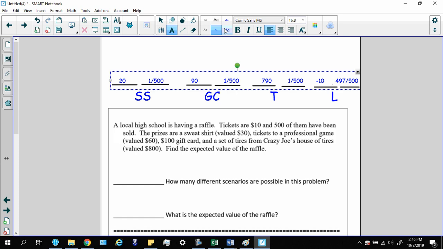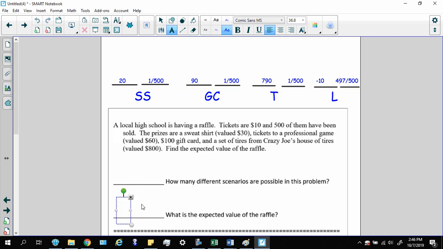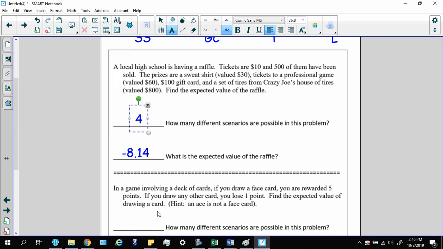So when I multiply all that out, I end up with negative $8.14. But how many different scenarios are in the problem? There's 4. You can win 3 items and then be a loser.